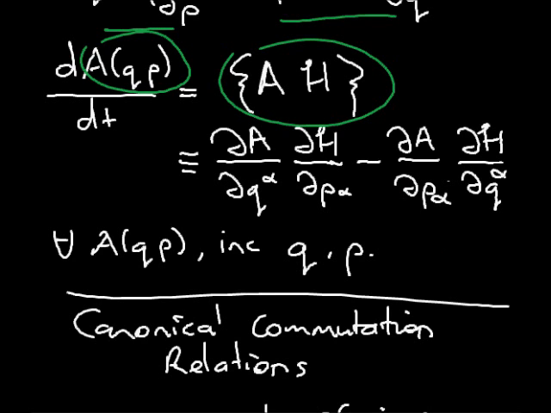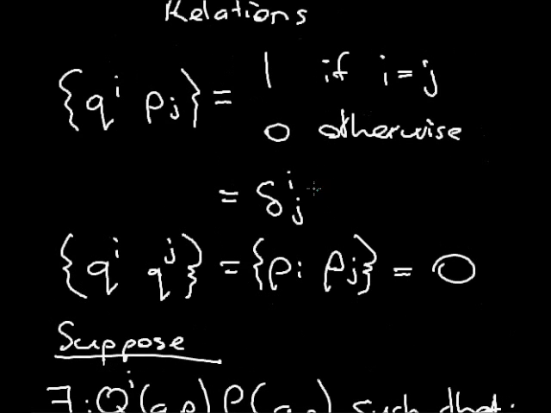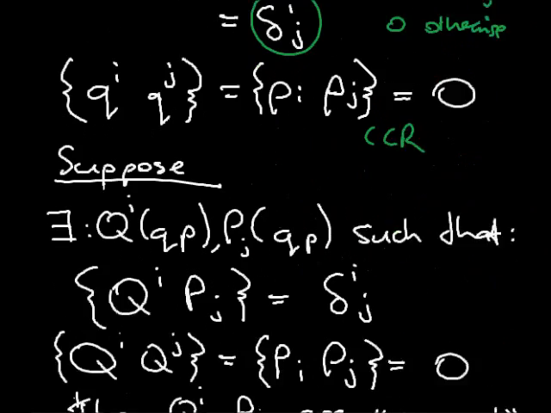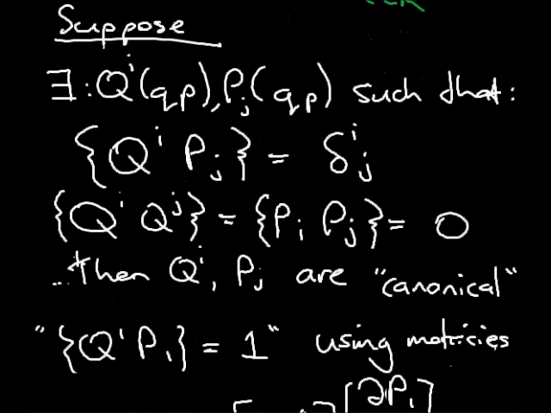We can represent this using the Kronecker delta symbol, which is defined as 1 for matching indices and 0 otherwise. And we call these canonical commutation relations, CCR. Suppose we define two new variables, big Q and big P, where the i index runs from 1 to n, forming a coordinate transformation representing the original phase space coordinates with these new variables. The transformation is canonical if the new variables also satisfy the canonical commutation relations.